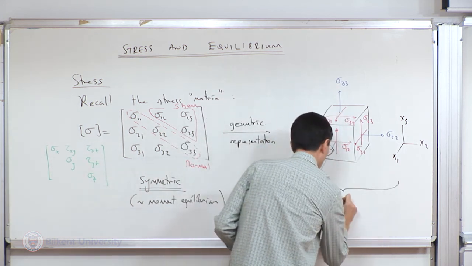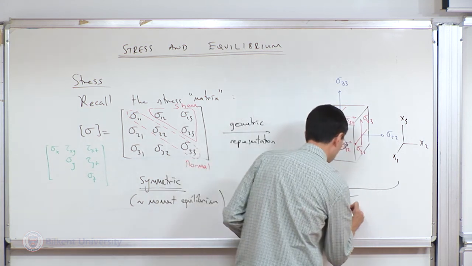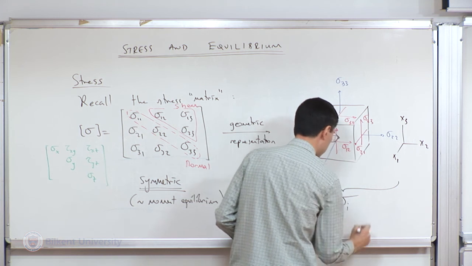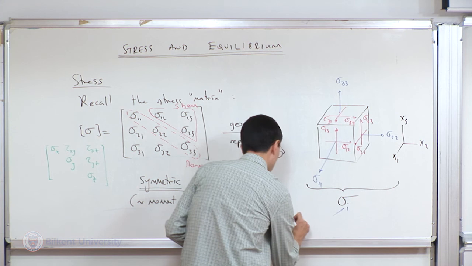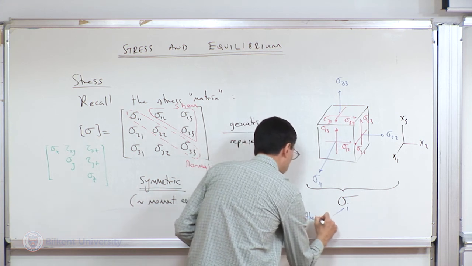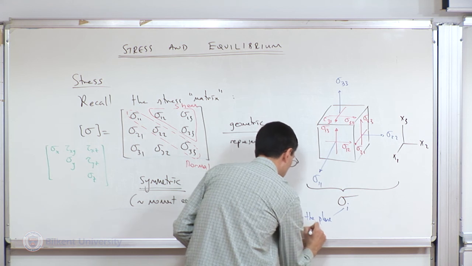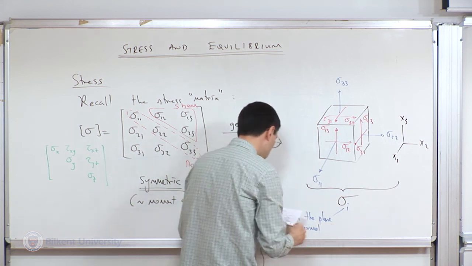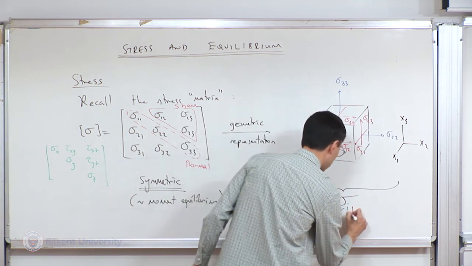Right? So let me highlight once again the notation that we have. We have the normal components, right? That would be the first index. So we are on the plane with normal xi. And the second index indicates the direction.